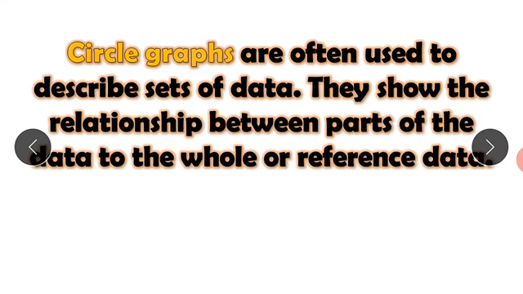So circle graphs are often used to describe a set of data. They show the relationship between parts of data to the whole or reference data. So the circle represents the whole. The circle is separated into parts of the whole. So the whole circle represents the total or the reference data, and it will be divided into parts.